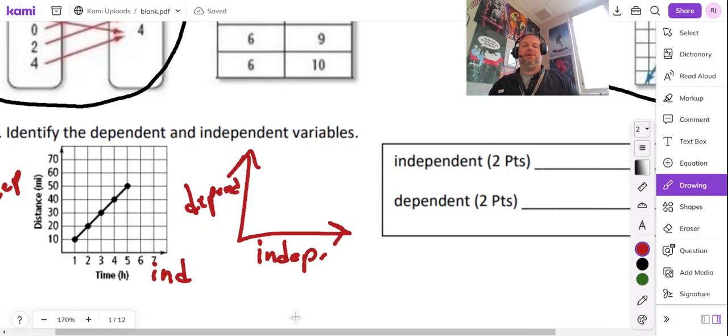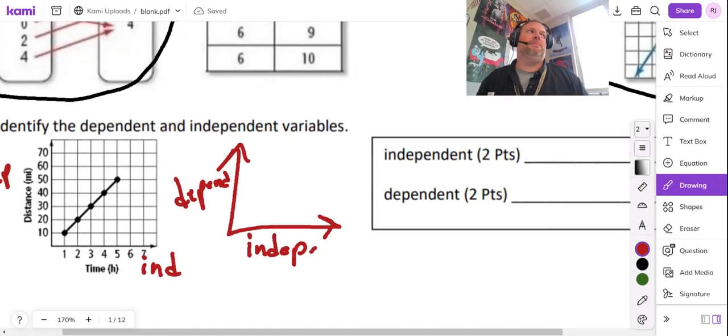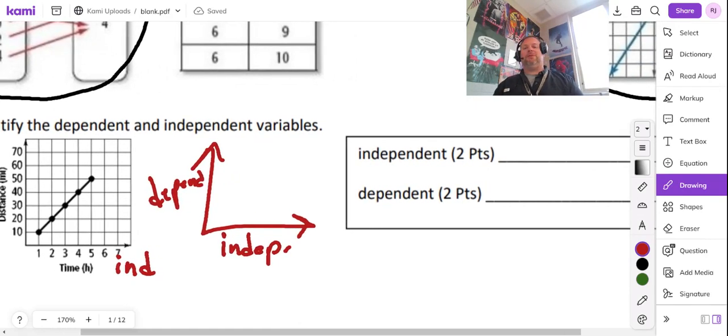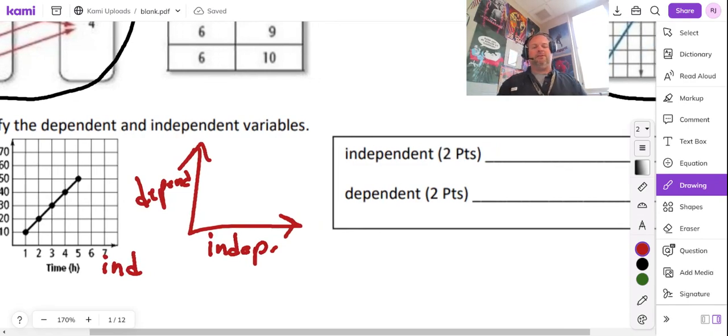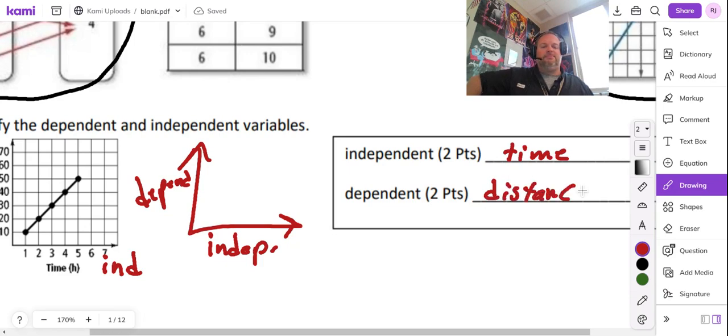But remember, common sense is something that's not so common. It's like deodorant. People that need it the most don't use it, and everybody else around them suffers. So our independent would be time, and this would be distance. Okay? Nice coffee. All right.